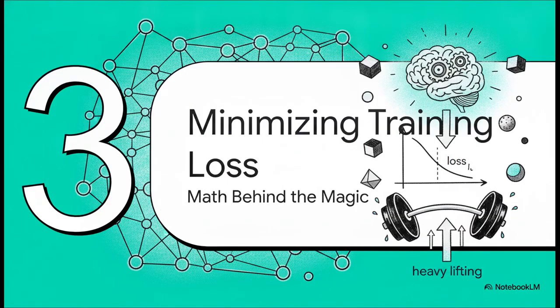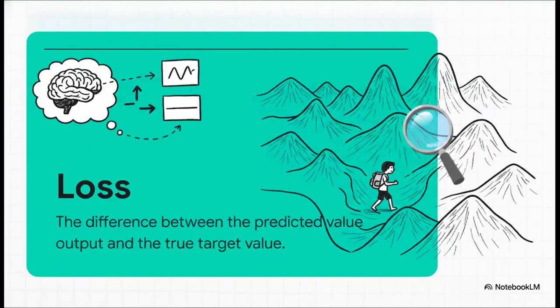Section 3. Minimizing the training loss, the math behind the magic. So now that our data is nicely packaged into those context windows, the whole secret to making a deep learning model actually work comes down to one critical thing: the loss. The loss is just the mathematical difference between what the model guessed and the actual, true word hidden in our training data.